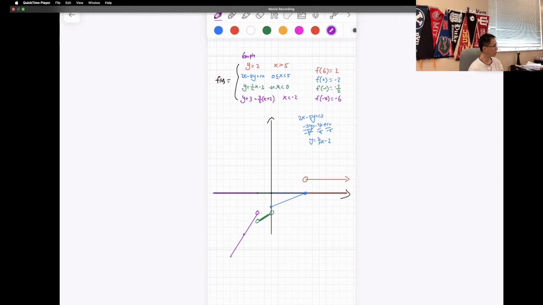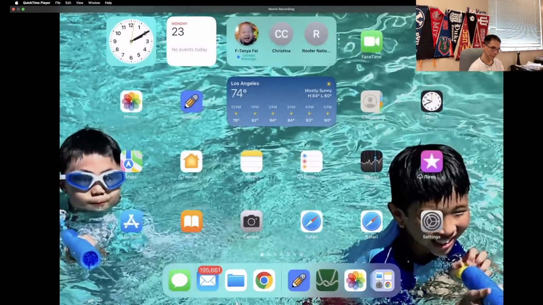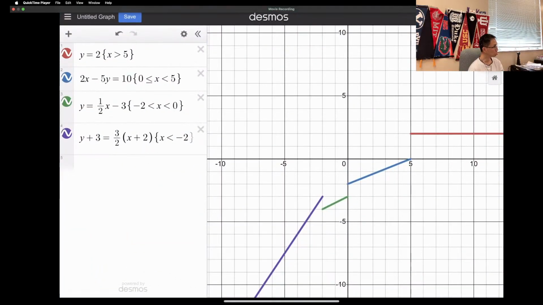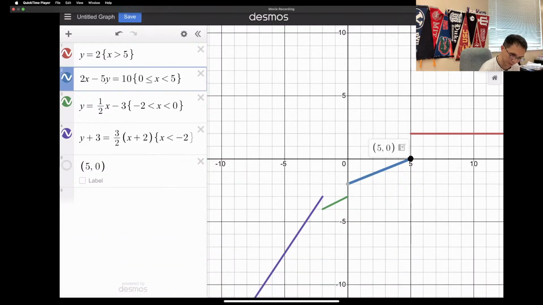Can you go back to Desmos? Yeah, of course. It doesn't have an open circle in Desmos, because Desmos is not able to show you an open circle or closed circle. But you can actually see that the value here can equal that, but on the other side it cannot equal that. So Desmos doesn't show you open circles or closed circles.